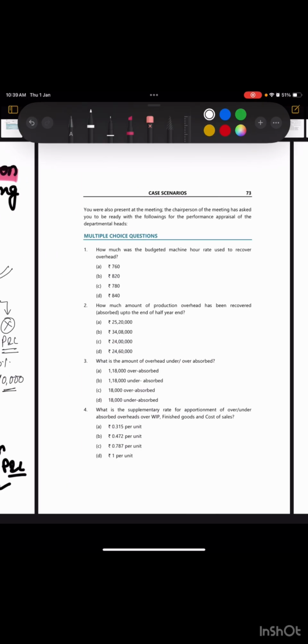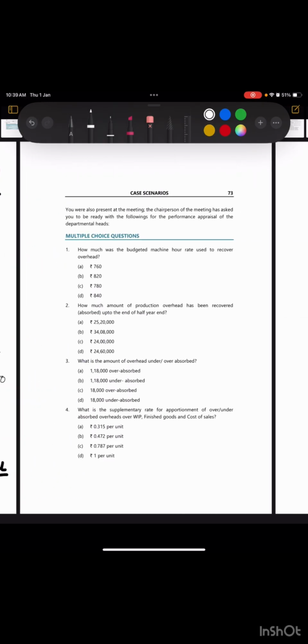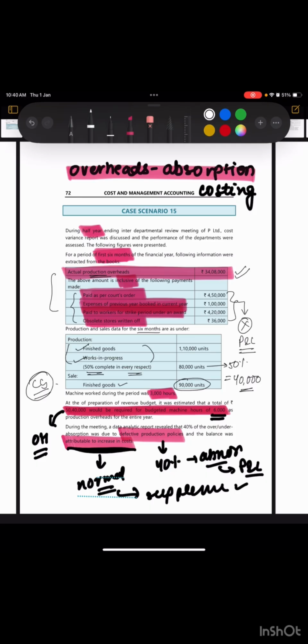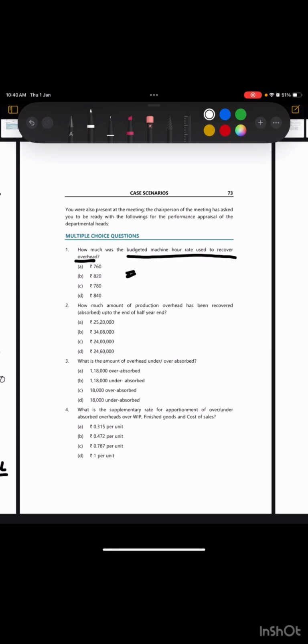So now we have understood the case study, let us see what exactly the questions are. How much was the budgeted machine hour rate used to recover the overhead? In the question, we are given the budgeted overheads and the budgeted time. So it will be very simple, that is 50,40,000 divided by 6,000. So this will be equal to 840.